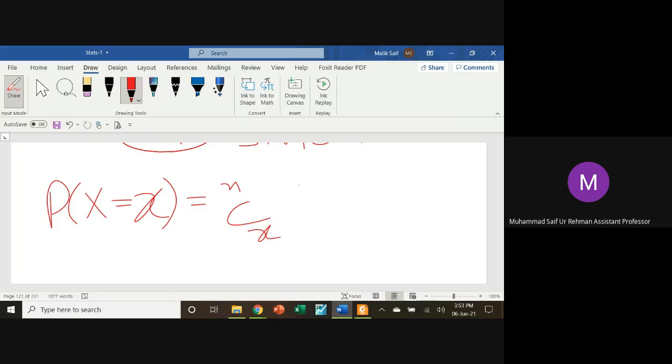So here the combination formula nCx, and then there is p. p is the probability of success, and the power of this p will be x. Fine. And then you will write down q. q is basically the probability of failure, and this q will be raised to the power n minus x. This is the formula for the binomial probability distribution.